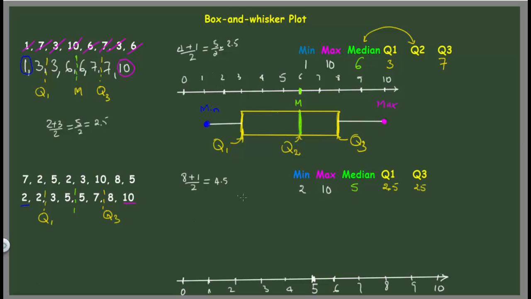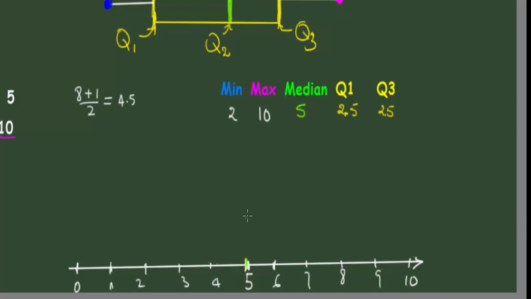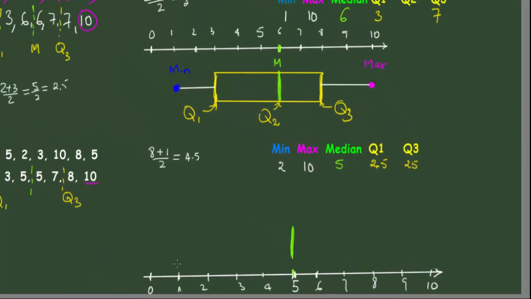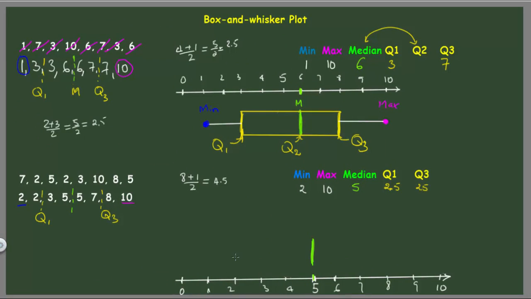Now on our number line, we will represent our box and whisker plot. The median is directly in the middle at 5, so we're going to plot the median right here. Then we've got the minimum value. The minimum value is 2. Put a dot right here. The maximum value is 10 again.